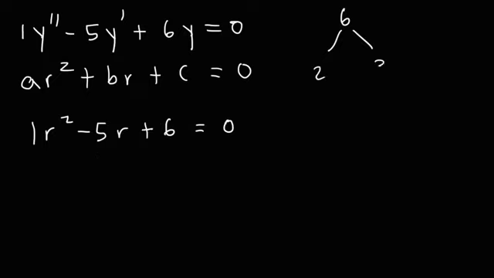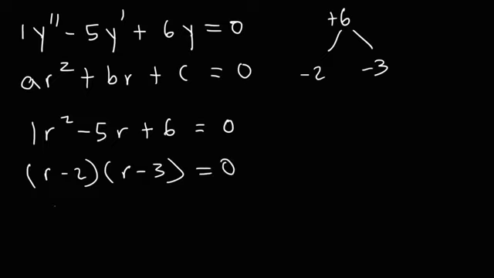So we know 2 times 3 is 6, but adds up to positive 5. But negative 2 and negative 3, it still multiplies to positive 6, but adds to negative 5. So we're going to write this as (r - 2)(r - 3). So we get two real solutions for r. So this is case 1.